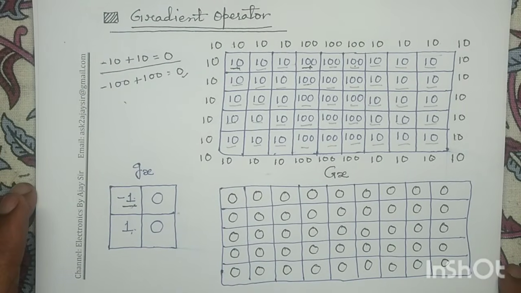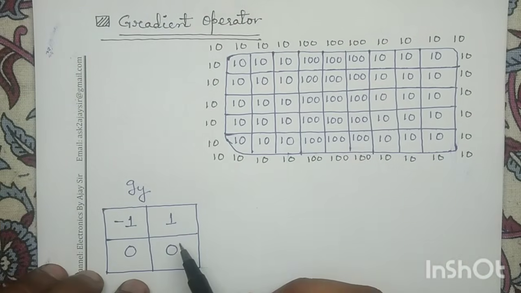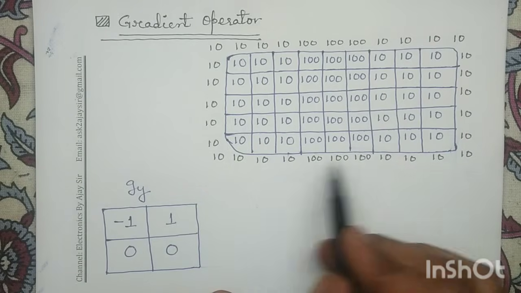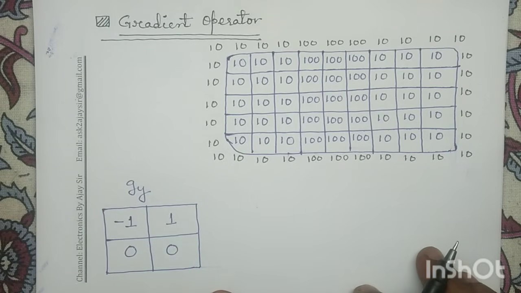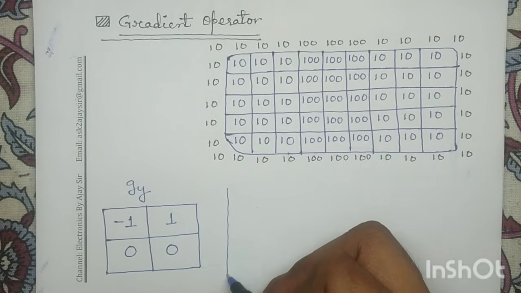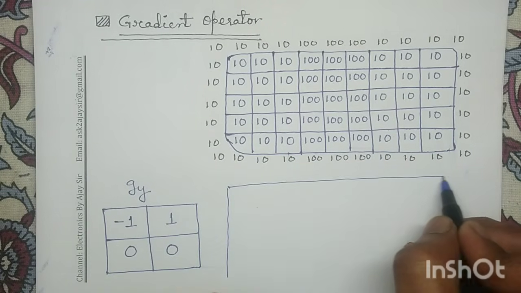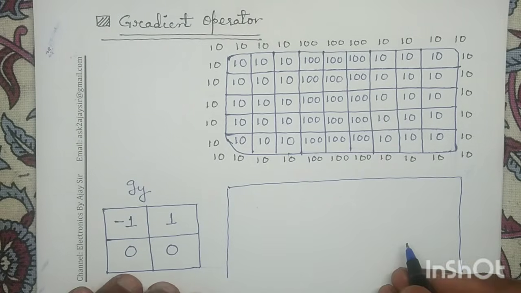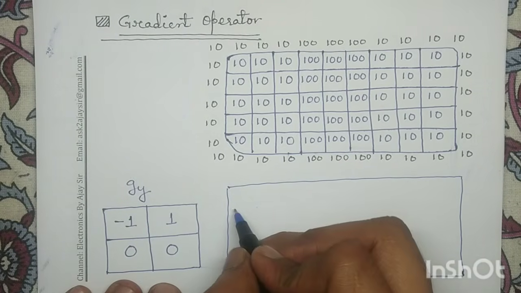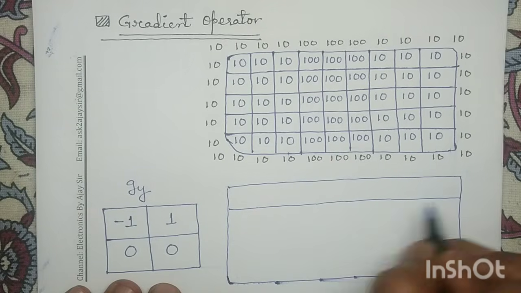So next we will perform the operation with gy. Before applying gy on this given input image, first we have to extend this image with its boundary pixel values. Next we have to draw an output image having the same dimension as the given input image. Since the input image has the dimension 5 cross 9, my output image will also have the same dimension, that is 5 cross 9.